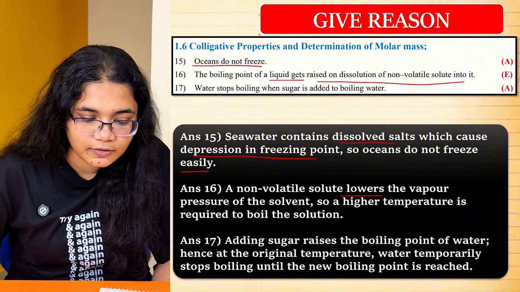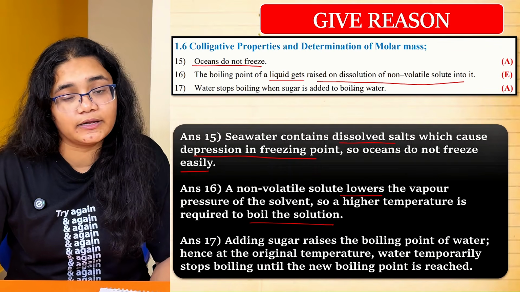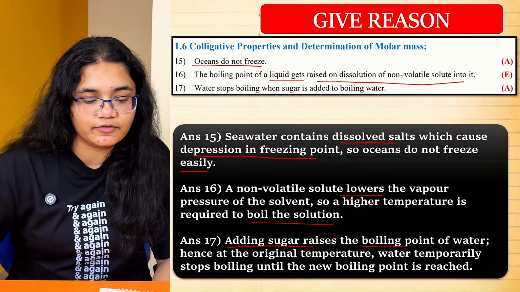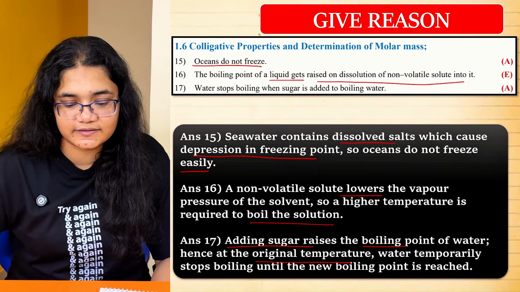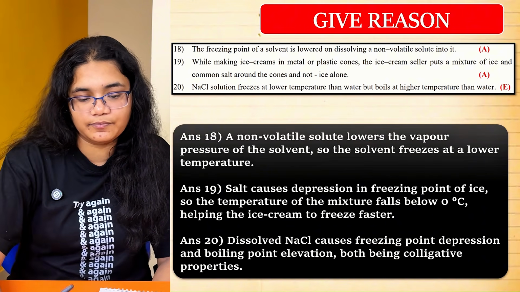Next, water stops boiling when sugar is added to the boiling water. Again, when you add the sugar, it raises the boiling point of the water, hence the original temperature is no more the boiling point. Now the required temperature has increased, so water temporarily stops boiling until the new boiling point is reached.